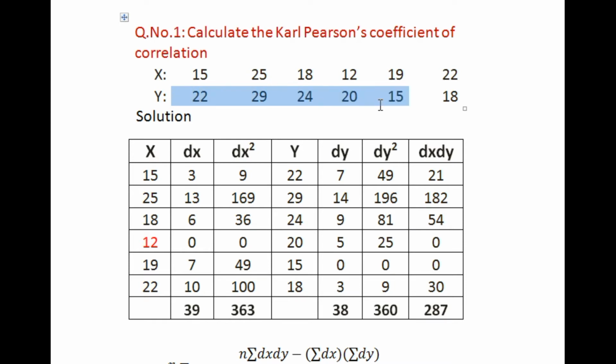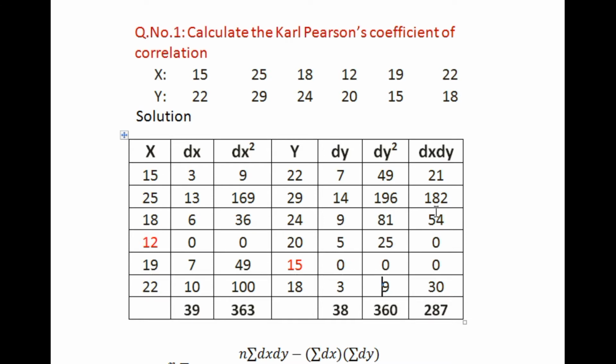Now take the y numbers as they are. Once again, which number is the smallest? 15 is the smallest number. So subtract 15: 22 minus 15 is 7, 29 minus 15 is 14, 24 minus 15 is 9, 20 minus 15 is 5, 15 minus 15 is 0, 18 minus 15 is 3. Take the total of these numbers, 38, and square them: 7 square is 49, 14 square is 196, 9 square is 81, 5 square is 25, 0 square is 0, 3 square is 9.